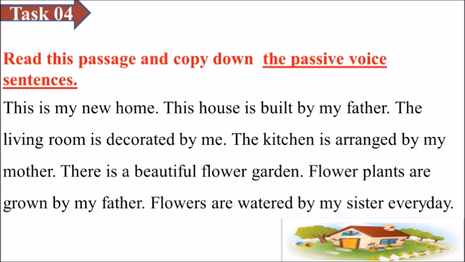Here's another activity for you. Read this passage and copy down the passive voice sentences. This is my new home. This house is built by my father. The living room is decorated by me. The kitchen is arranged by my mother. There is a beautiful flower garden. Flower plants are grown by my father. Flowers are watered by my sister every day.